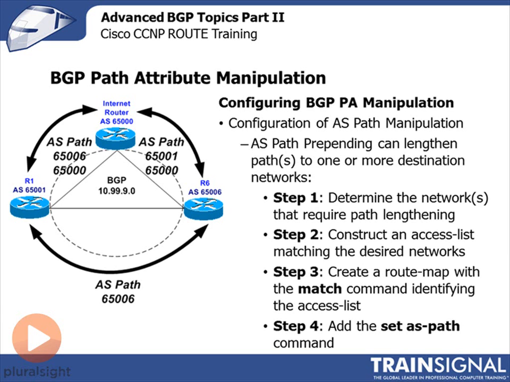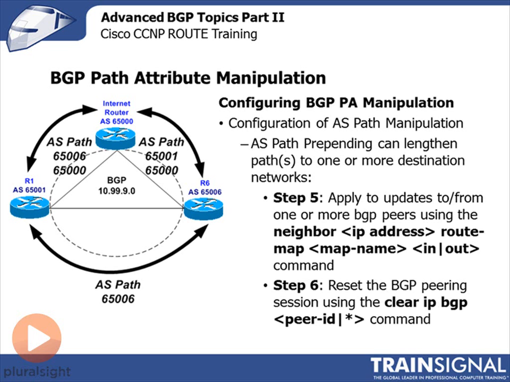In order to configure path attribute manipulation, specifically AS path prepending, there are a couple of steps. Step one, the first thing you need to do is figure out what prefixes or group of prefixes you want to lengthen the AS path for. It may be those originating from a particular service provider's network or a certain autonomous system. There's a variety of criteria, but you need to know what network or networks you want to do this with. Then construct an access list matching the desired networks. Once you've done that, create a route map with the appropriate match command identifying that access list. And then finally, in the set commands, use the set as-path command in order to have it be applied.